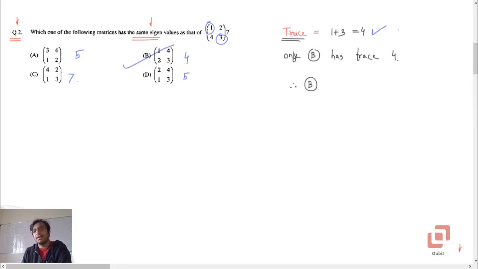What we have used is the fact that trace is actually the sum of the eigenvalues but also the sum of the diagonal elements of the matrix. Okay, so that was question 2.